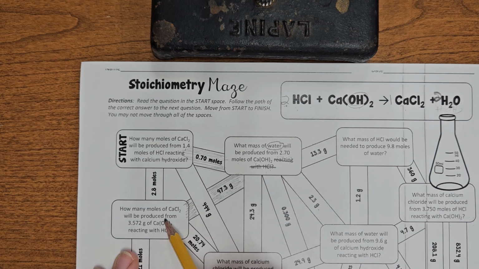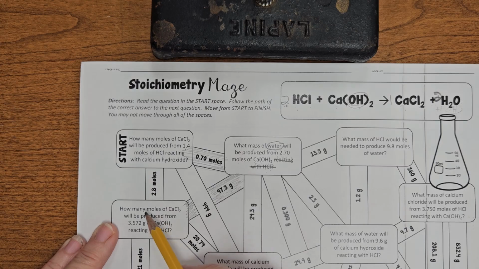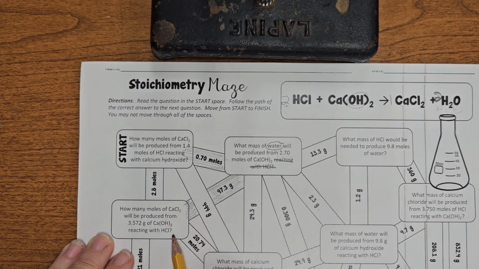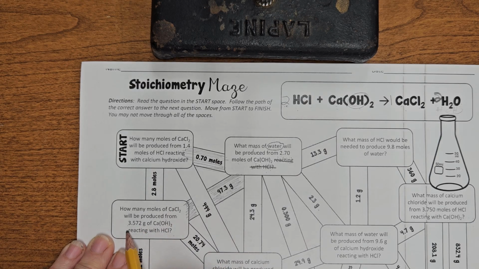All right, this is the last problem that I'm going to be working today. Let's take a look at this one. How many moles of calcium chloride will be produced from 3.572 grams of calcium hydroxide reacting with hydrochloric acid, hydrogen chloride? Hydrogen chloride is not actually needed in the problem, so ignore it.